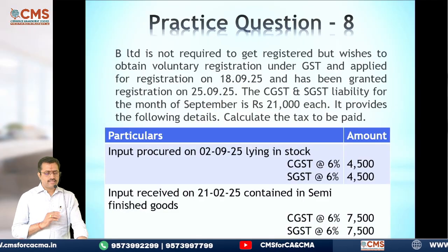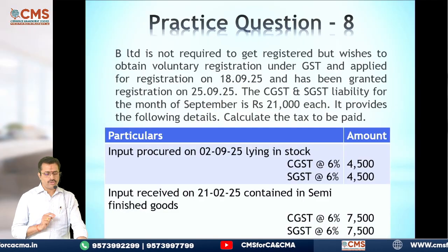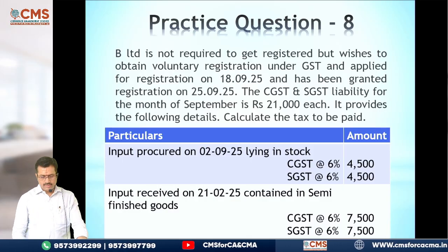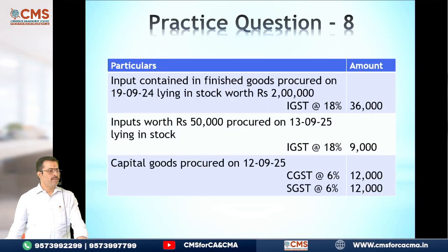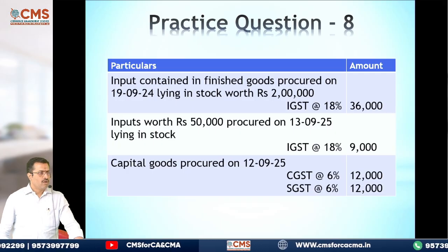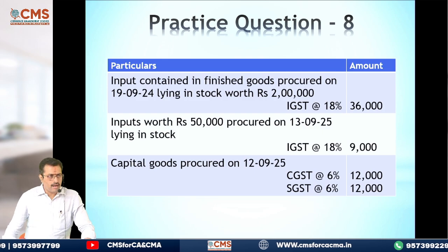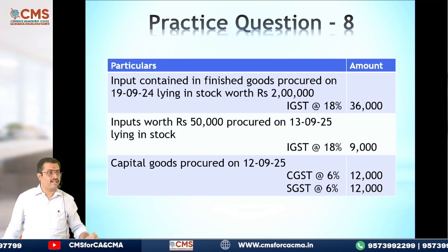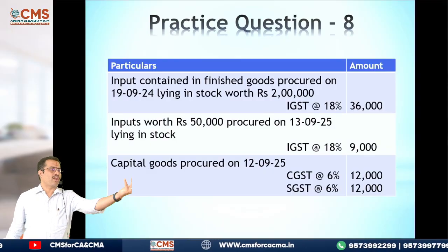Next, inputs received on 21st February 2025 contained in semi-finished goods. Eligible or not? Eligible. Next, input contained in finished goods procured on 19/9/2024 lying in stock. What was the maximum day I told up to which you can claim? 24th September 2024. But here it is which date? 19th September, which you cannot avail at all.